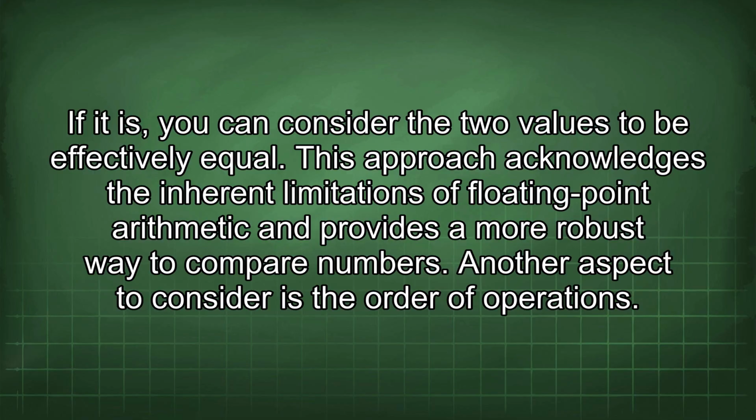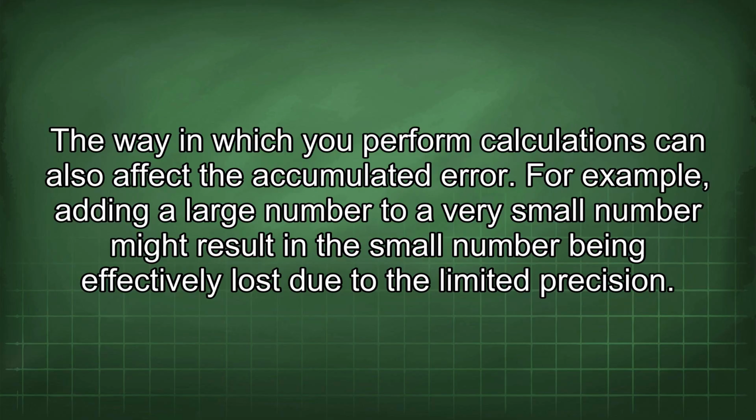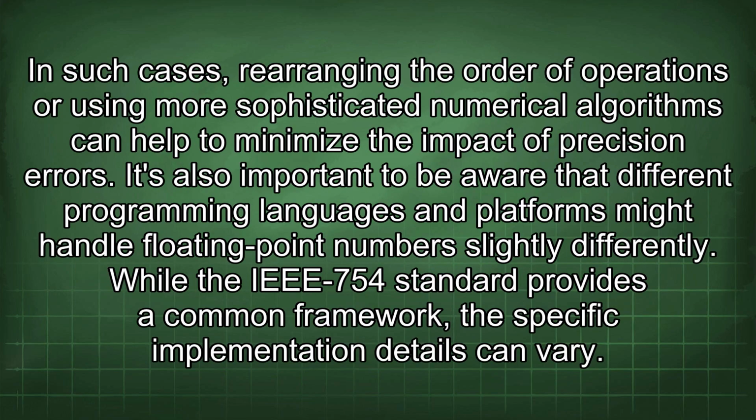Another aspect to consider is the order of operations. The way in which you perform calculations can also affect the accumulated error. For example, adding a large number to a very small number might result in the small number being effectively lost due to the limited precision. In such cases, rearranging the order of operations or using more sophisticated numerical algorithms can help to minimize the impact of precision errors.